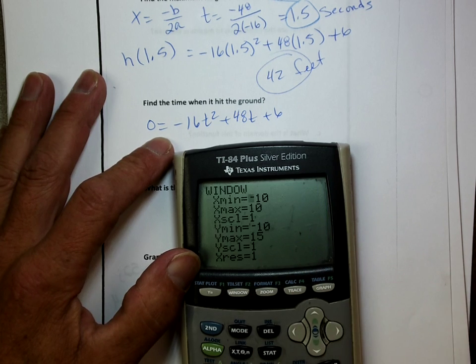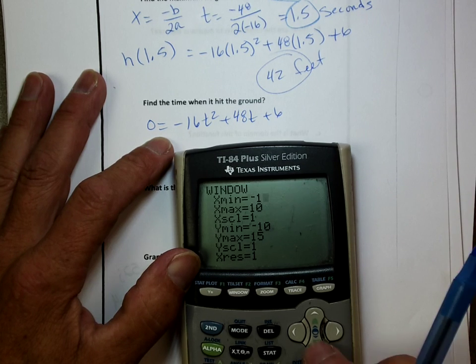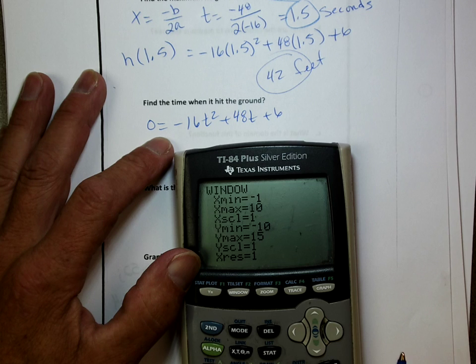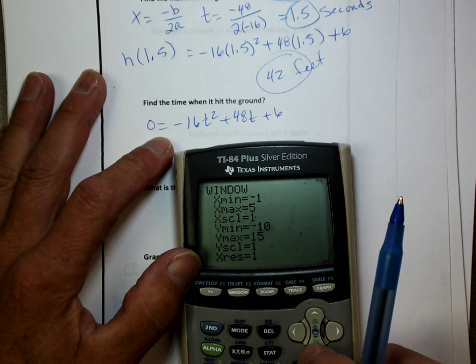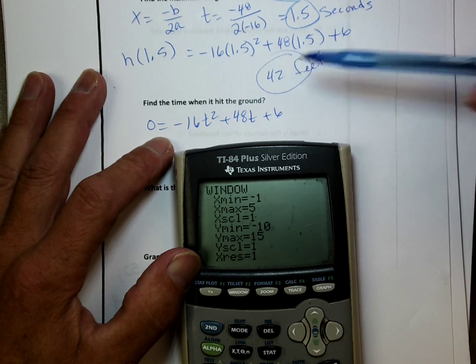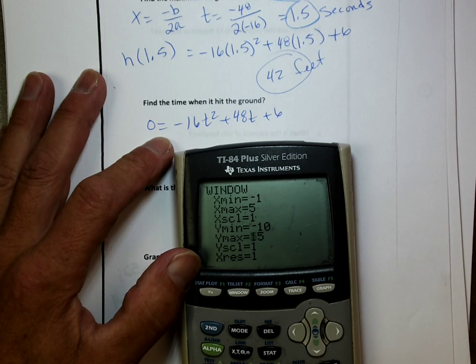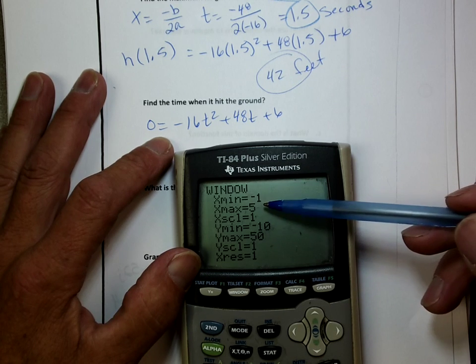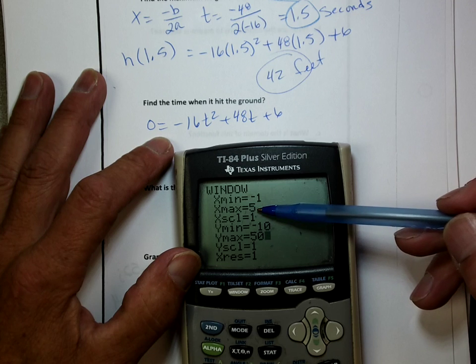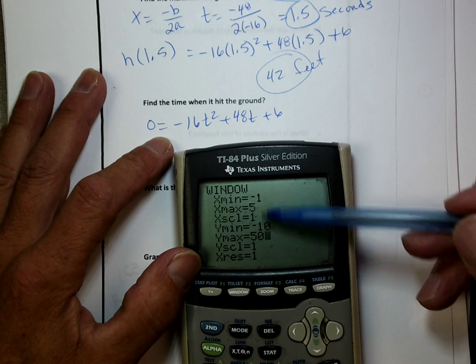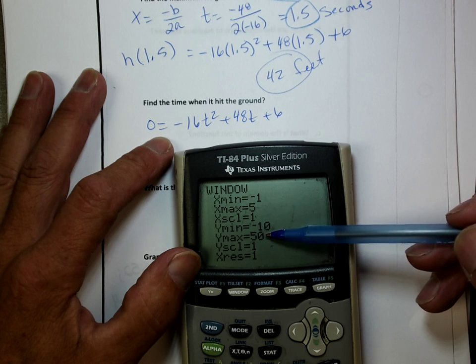Window. It's not going to be in the air very long, so I'll make x go from negative 1 to probably 5 seconds. I know the height went to 42 feet, so I'm going to change my y max to about 50. I'm changing my window to match the problem: 5 seconds for the x max and 50 feet for the y max.